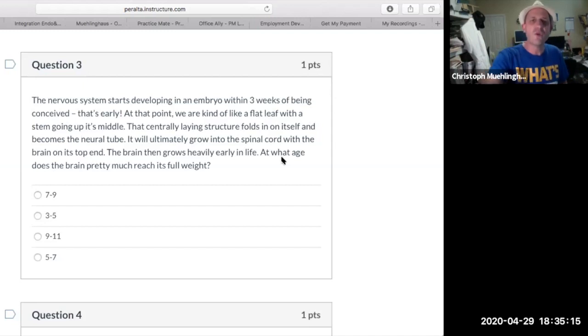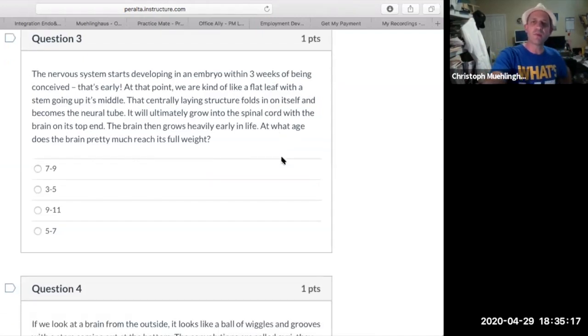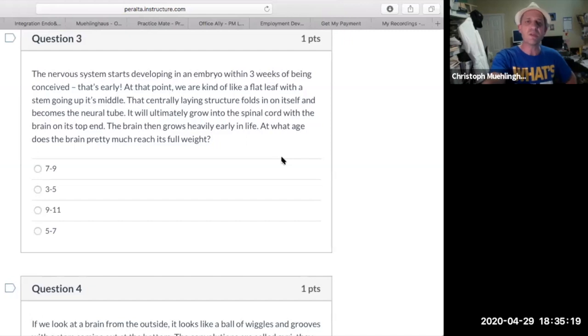Okay, number 3, the nervous system starts developing in an embryo within 3 weeks of being conceived, which is very early. At that point, we are kind of like a flat leaf with a stem going up the middle. That centrally laying structure folds in on itself and becomes the neural tube. It will ultimately grow into the spinal cord, with the brain at the top end. The brain then grows heavily in early life.